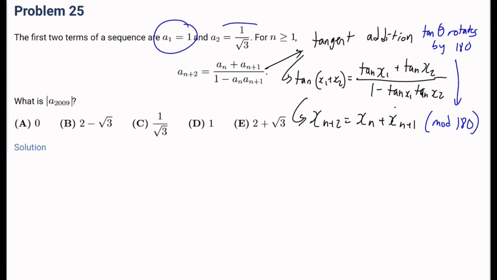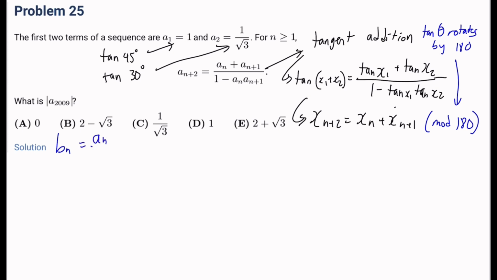Since we know that a1 equals 1 and a2 equals 1 over root 3, this gives us that for these a values, the x values are: 1 is tangent of 45 degrees, right? And 1 over root 3 is tangent of 30 degrees. So that makes it kind of like a Fibonacci sequence with angles, right? And since this is all going to be multiples of 15, let's make a new variable, b_n, which is just x_n over 15. That will make things a lot easier for us, right?